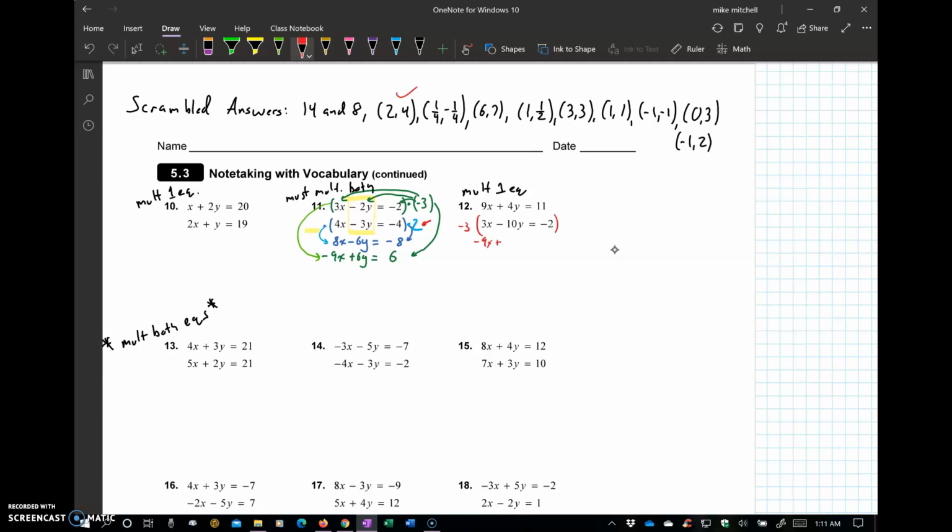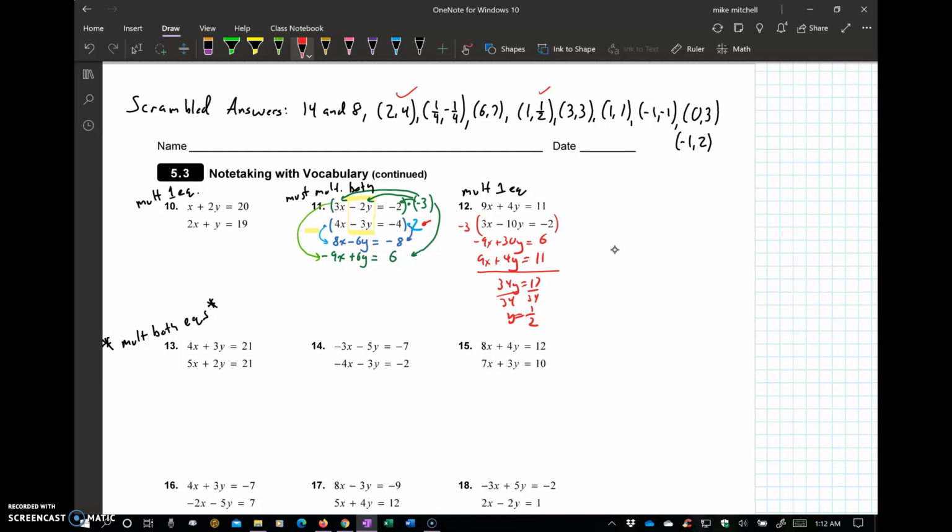Negative 9x plus 30y equals 6. When I do that through, I'm just going to write the top one down here. 9x plus 4y equals 11. Add them up. That's 0. So that's just 34y equals 17. Divide by 34. Y equals 1/2. You can kind of see it's going to be that one right there.